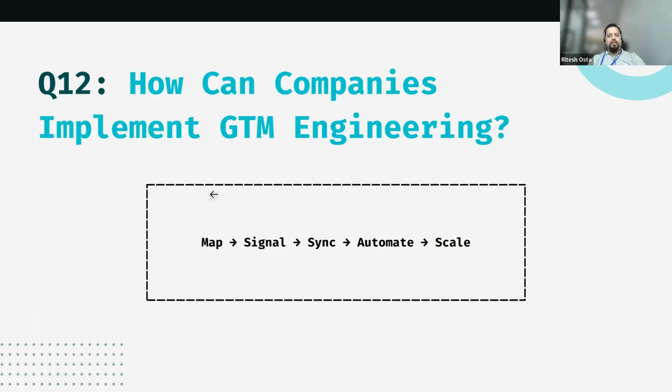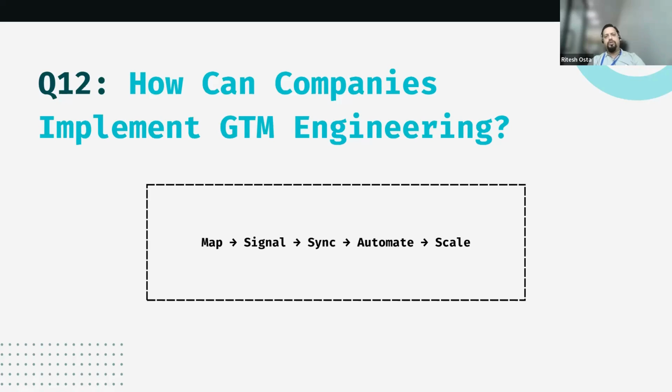This is what a company needs to do: map in terms of signal, sync, automate, and scale. And when I start the map, I'll first go to the data, as I said, right? Data is where I will go first, and then I will go to the signal, then integration, then automation, then scale. This is the principle which we follow when we implement GTM engineering principles for our customers.